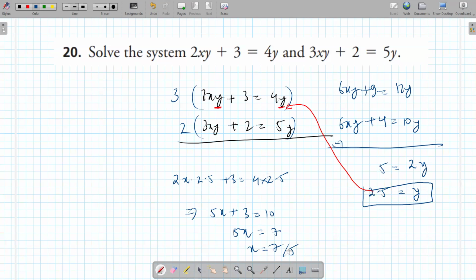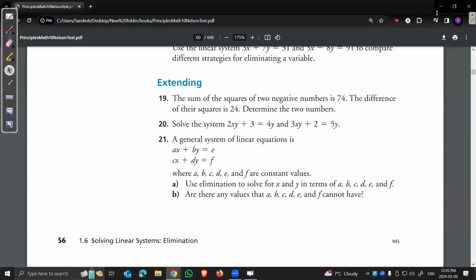Cool? Do you understand why killing y first wouldn't work here? You have to get rid of the xy term first. Otherwise, if you kill that y, you'll get xy is equal to something, and that doesn't help you at all. So here, the first thing to do is to solve for y by killing the xy's, and that's what we did. By killing, I mean eliminating.